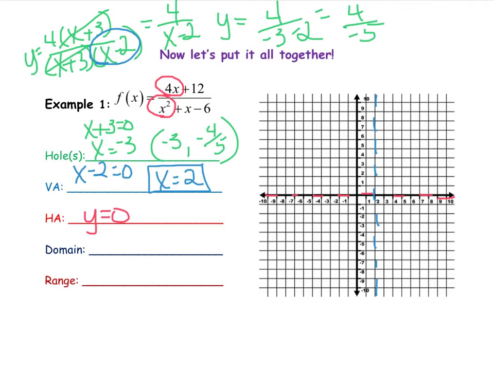Next, I'm going to draw a circle approximately where my hole is. So I'm going to go to the left 3, and then I'm going to go down 4/5. Now, that's really close to negative 1. Negative 4/5 is close to negative 1. So I'm going to put my hole right here. Now that I've drawn my hole, I can now draw my curve, and it's going to look something like that. And now we can draw the other curve that's part of this graph, and it's going to look something like that.